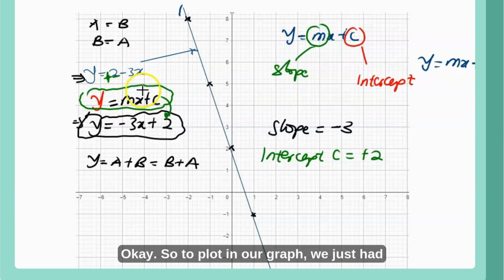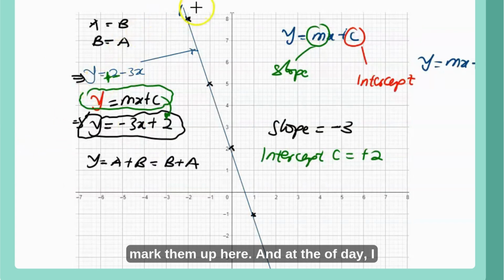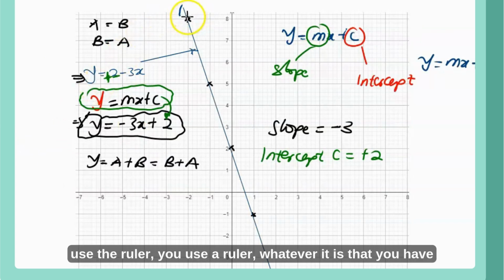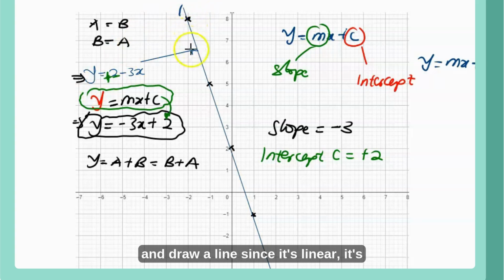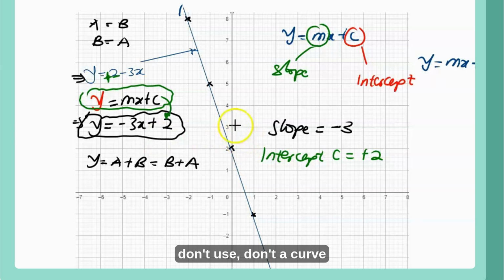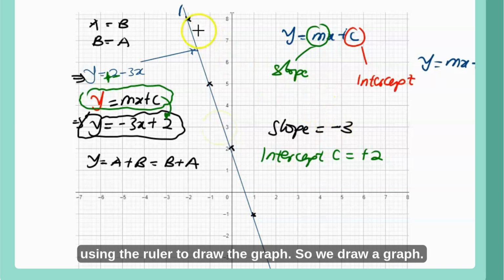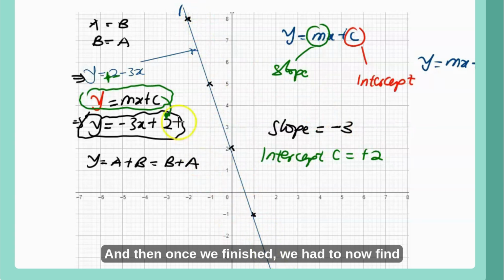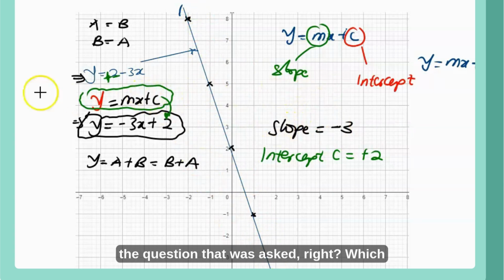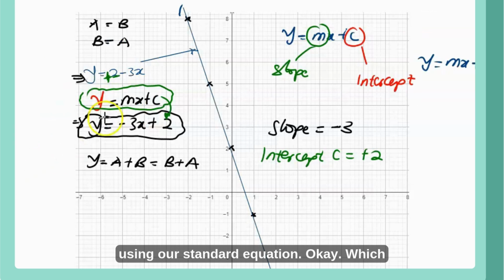To plot our graph, we just had to look at these values over here and mark them up here, and I used a ruler. You could use whatever you have and draw a straight line. Since it's a linear, straight line graph, please ensure that you don't have a curve. Make sure the graph is straight by using a ruler. Once we finish drawing the graph, we have to find what the question asked, which is the slope and the intercept. We did that using our standard equation.